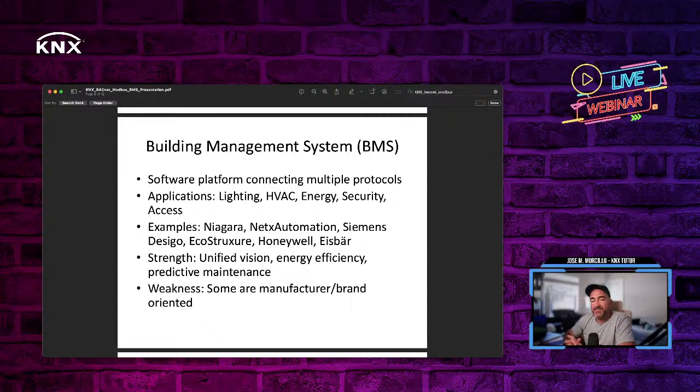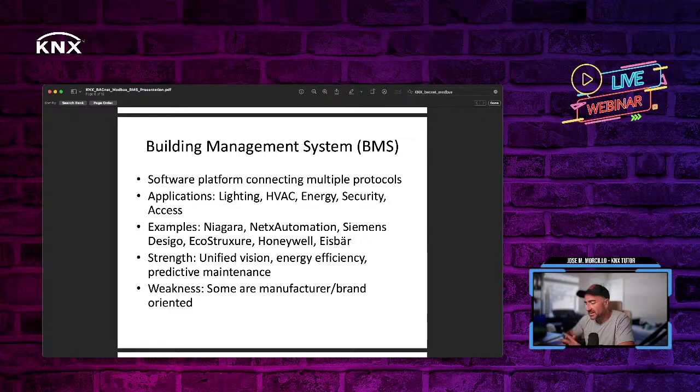The problem is that every division wants to implement their own BMS. So in real life, let's talk about real projects. When we go to a building, let's say a hotel or any other building, we find that we have 3 BMS. Really, this is what is happening. Why? Because each division, each contractor, wants to install their own BMS and doesn't want to mess with other ones. So this is the reality.